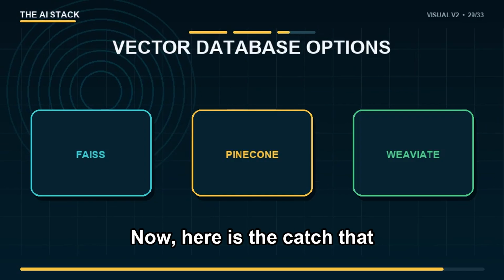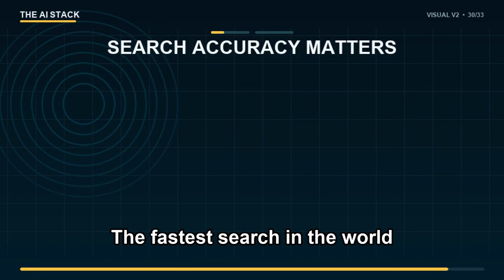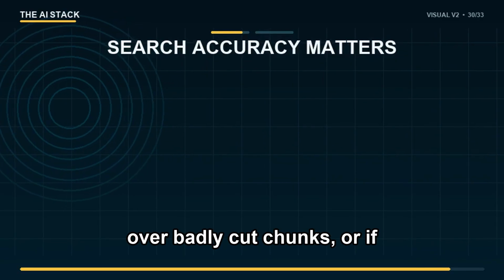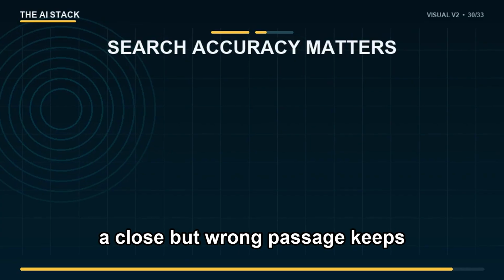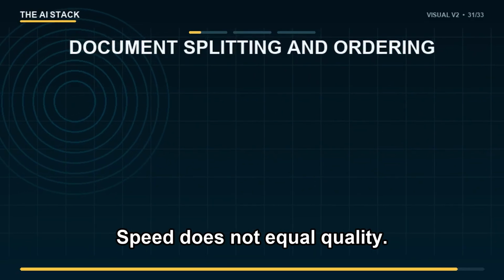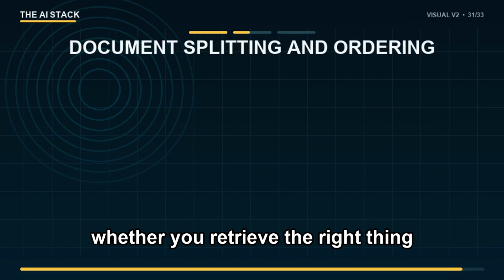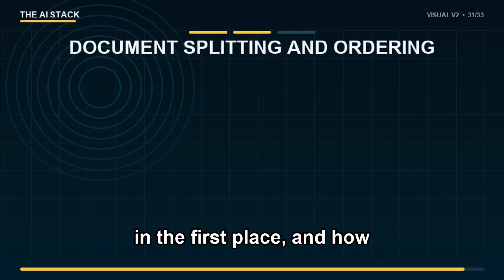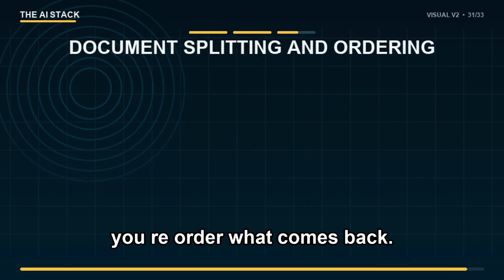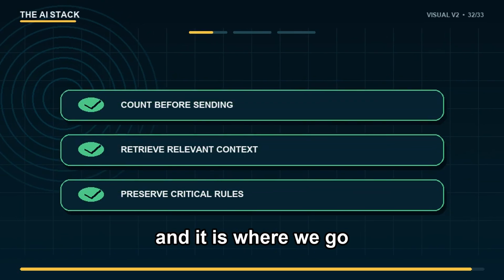Now, here is the catch that pulls us into the next episode. The fastest search in the world is worthless if you are searching over badly cut chunks, or if a close but wrong passage keeps landing at the top of your results. Speed does not equal quality. The two levers that actually decide whether you retrieve the right thing are how you split your documents in the first place, and how you reorder what comes back. That is chunking and re-ranking, and it is where we go next.